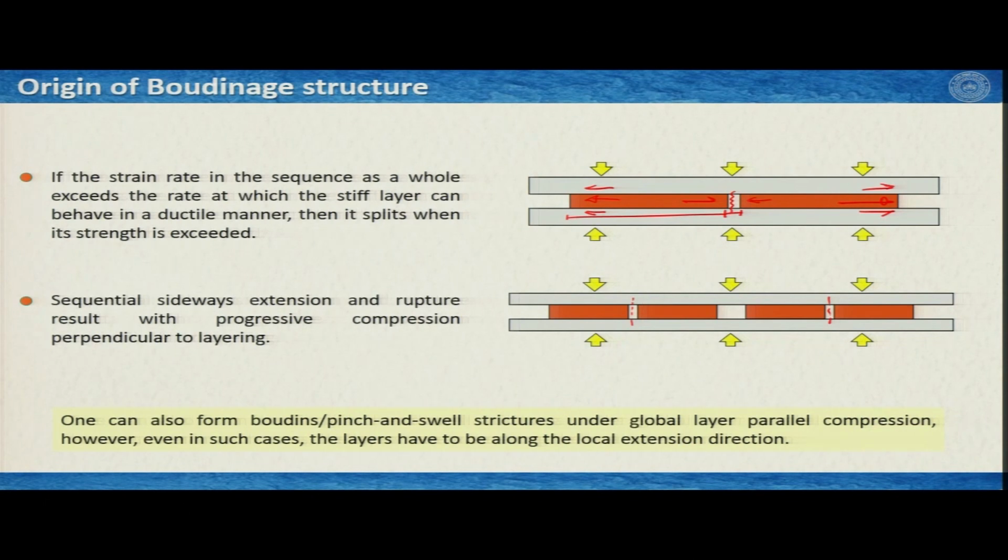Now, as you have seen here, to form Boudins or pinch-and-swell structures you need a layer-normal compression, but when you have the global stress in a compression mode, you can also form a Boudinage structure. We will see later that folds and Boudinages are sometimes closely associated under certain conditions. But even in that case, even if the global stress is compressive, the layers undergoing Boudinage processes have to have a local extension direction along the layer. We will see about it later.